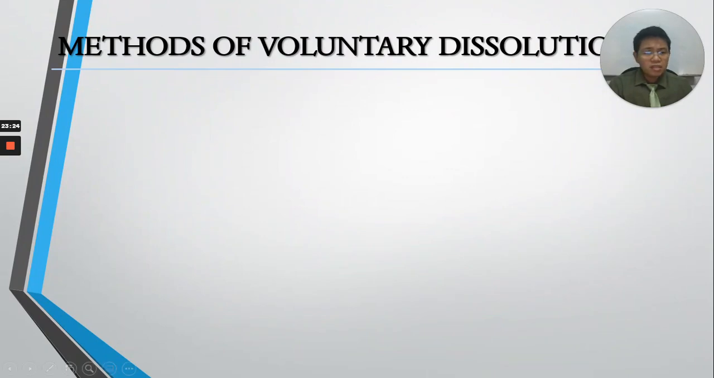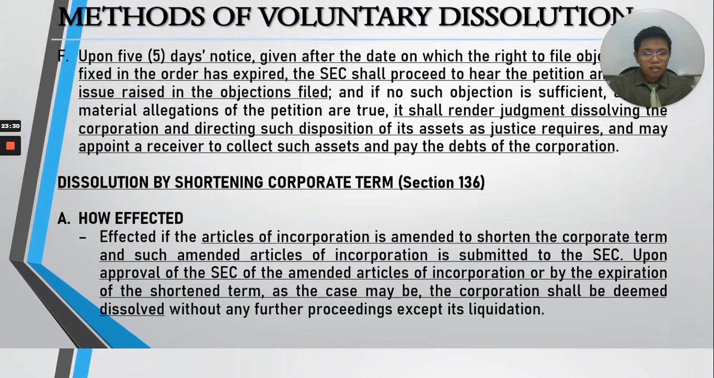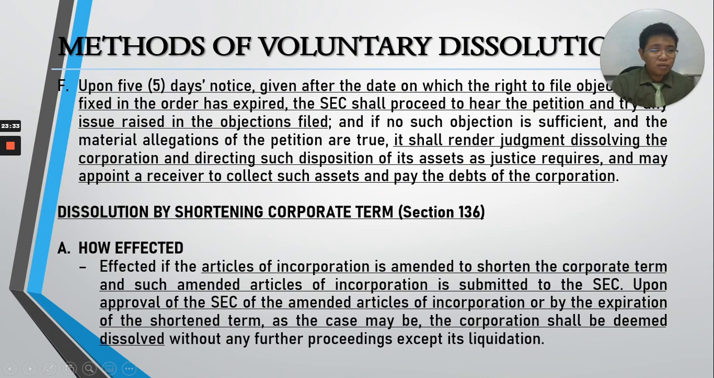So, remember class, in dissolution by shortening corporate term under Section 136, ang kailangan tandaan dyan is that only upon approval by the SEC is the corporation deemed dissolved. So, kung walang approval ng SEC, hindi madi-dissolve yung corporation. Kailangan niyang i-approve yung Articles of Incorporation. Now, if you remember Section 15, di ba sabi doon, kailan ba effective ang mga amendments? Effective ang amendments kapag in-approve yan ng SEC.